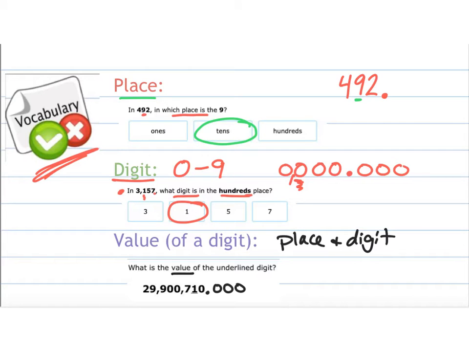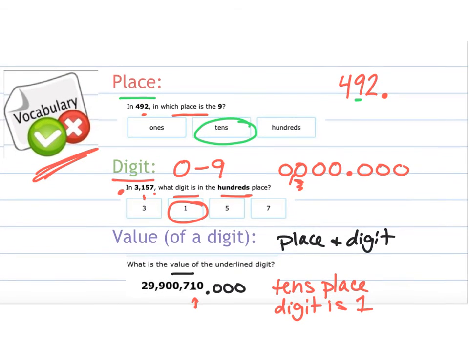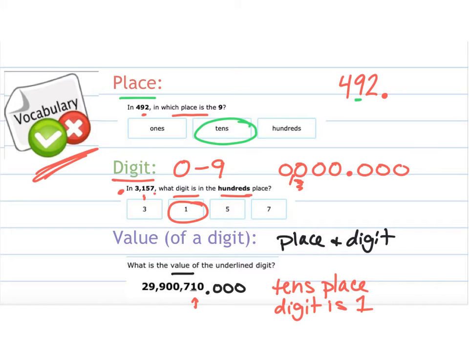I see that the 1 is in the second place from the left, and I know that that is my tens place. So that's the place. In that tens place, the digit is 1. So what I know is that I have 1 in the tens place, so I know that 1 times 10 is 10. So the value of that 1 represents 10.